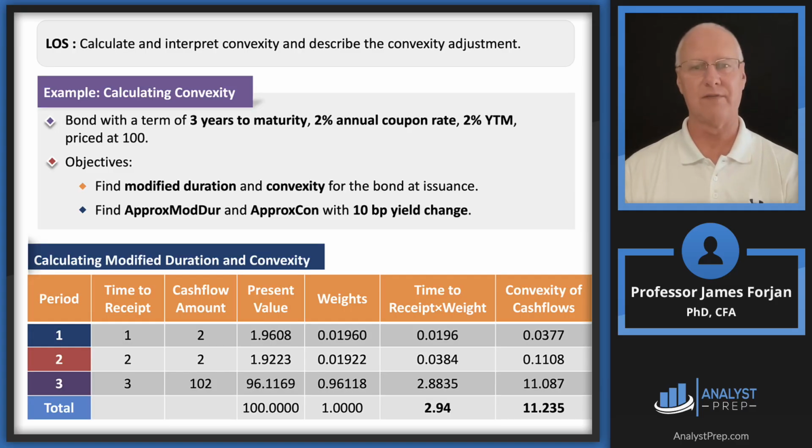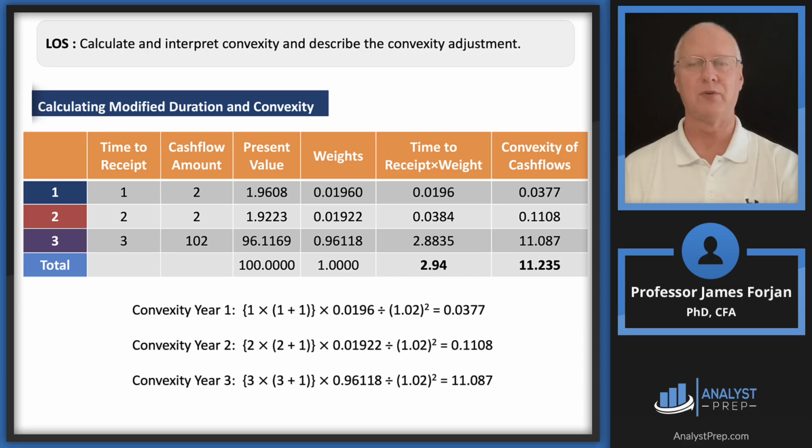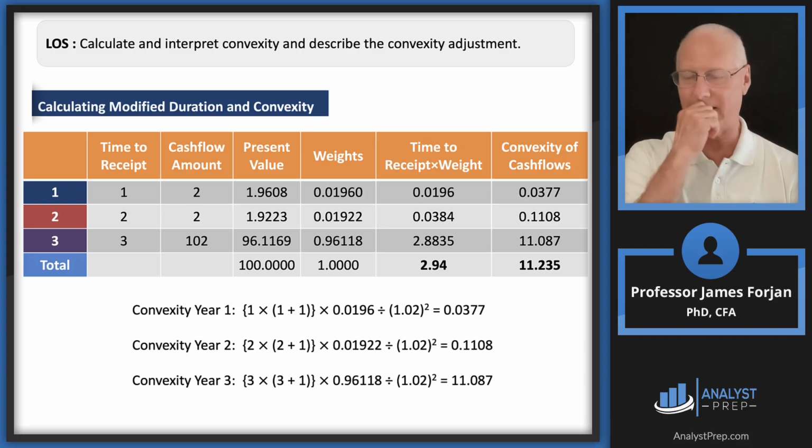Let me go back here just to confirm that for everybody. Yield to maturity, 2%. 1 plus the yield to maturity squared. So there you go. There you get the 377, the 1108, and the 11087. If you sum those, you get convexity of 11.235. So go ahead and take a deep breath and say to yourself, you know what, Jim, maybe I can do this, maybe I can't. I promise you that you can.